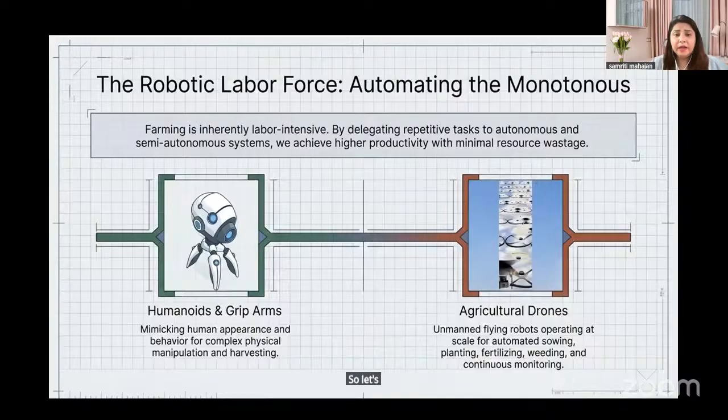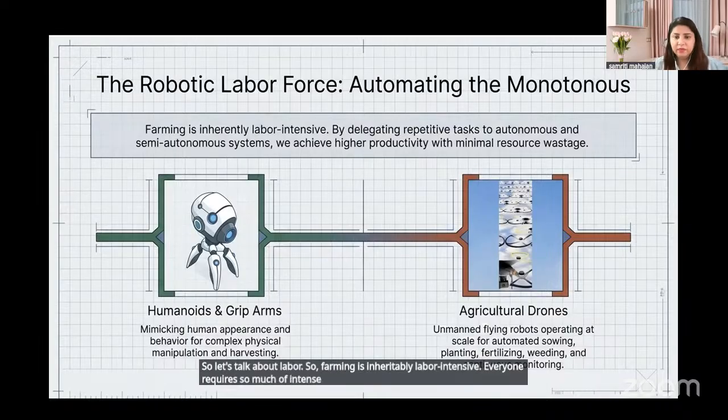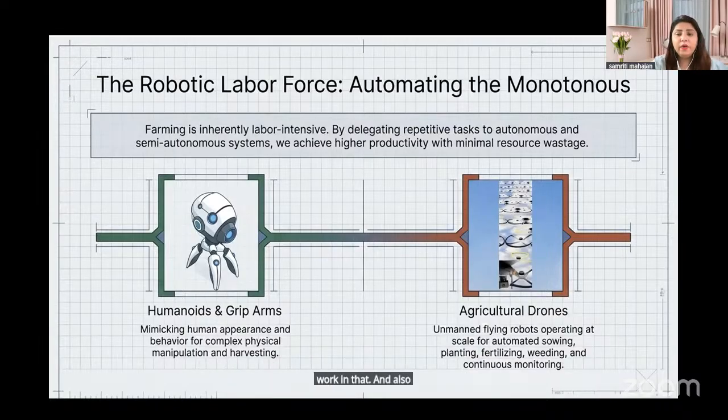Let's talk about labor. Farming is inherently labor intensive. Everyone requires so much intense work in that, and it is also one of the most physically demanding, dangerous, and even poorly compensated sectors globally. The solution is not to eliminate the labor, but to redirect it. So how to redirect it? That we need to know.